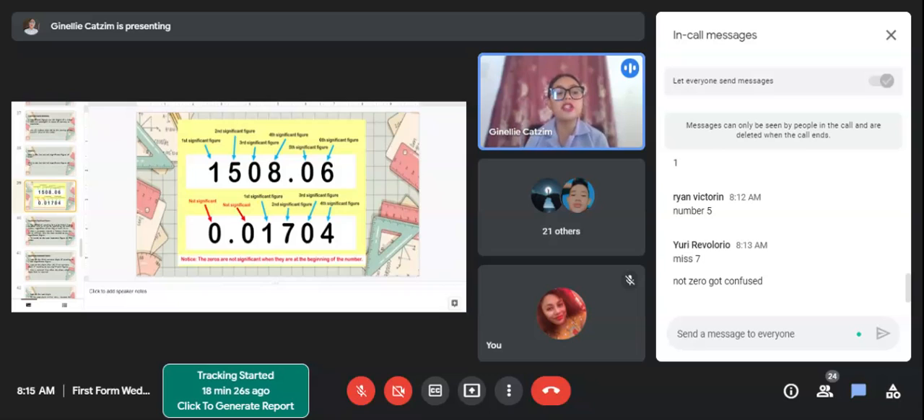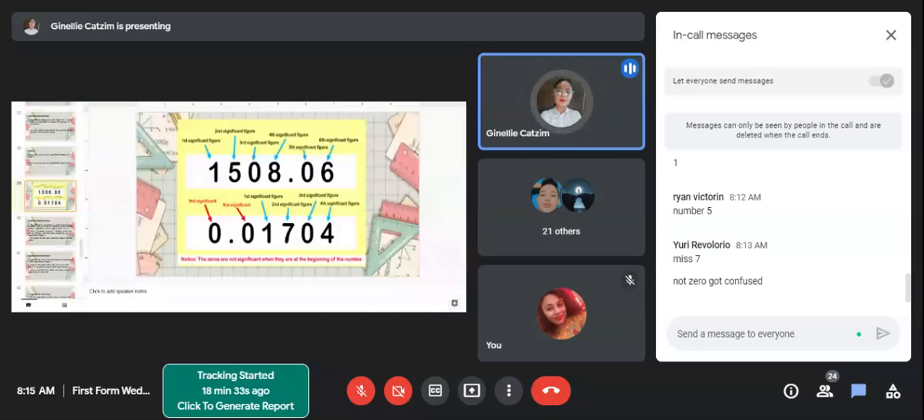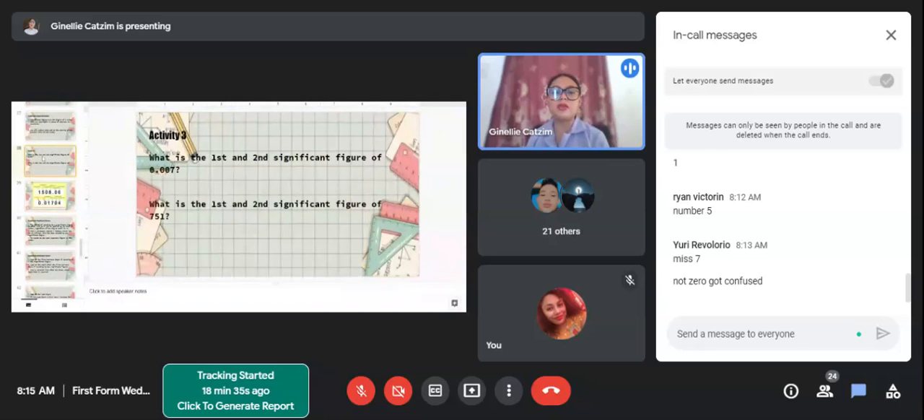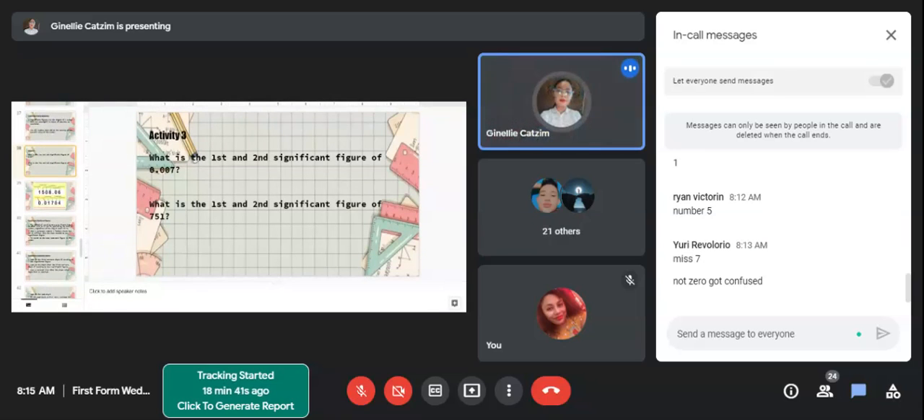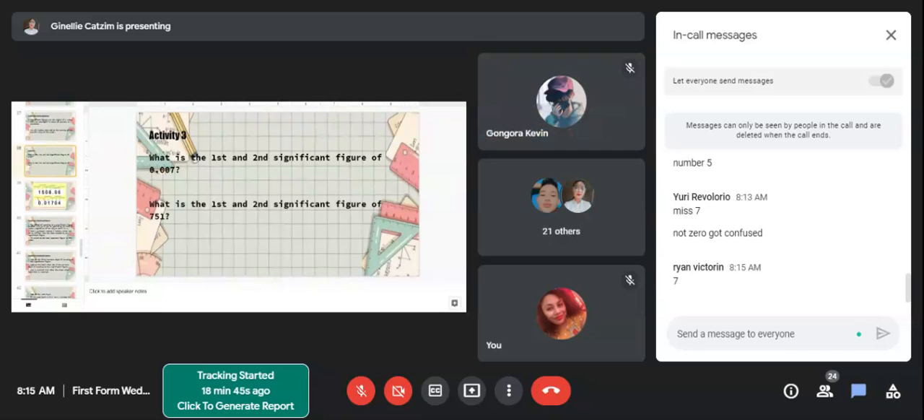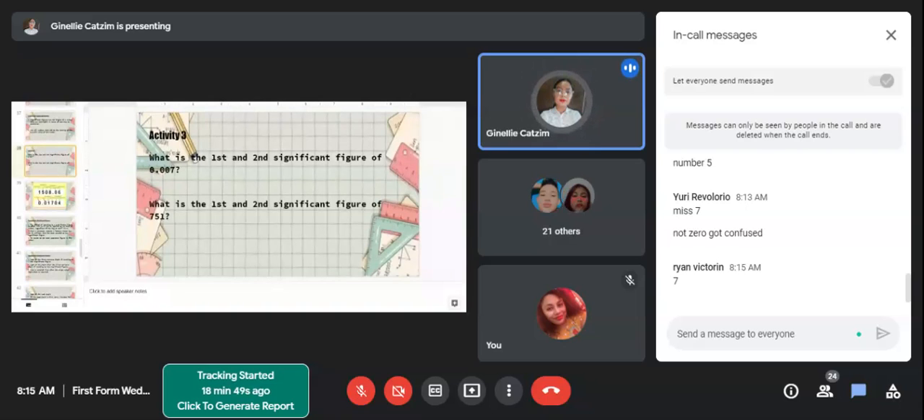Do you have any questions with this? No, miss. Okay. So if we go back to this one, what will be your first significant figure in 0.007? 7, miss. 7, right? Very good. And we don't have a second significant figure there, right?